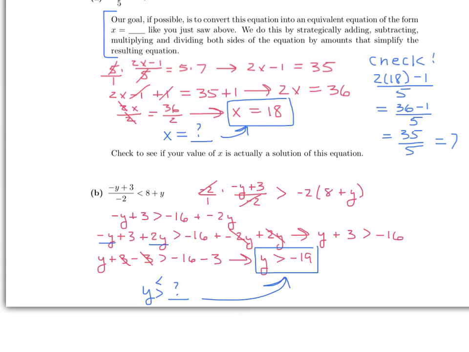So what we've learned is that if y is a number that is larger than negative 19, for example, negative 18, negative 17, negative 18 and a half, 0, 24, 1,000, any number bigger than negative 19 should satisfy this inequality.